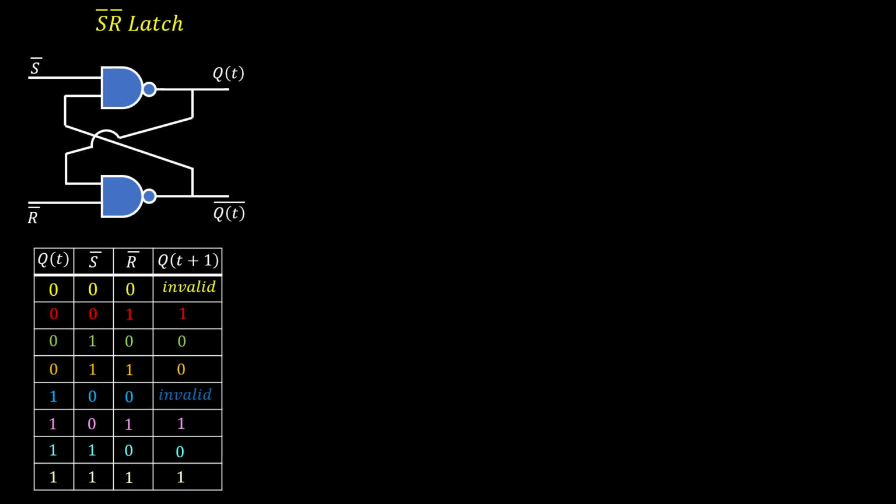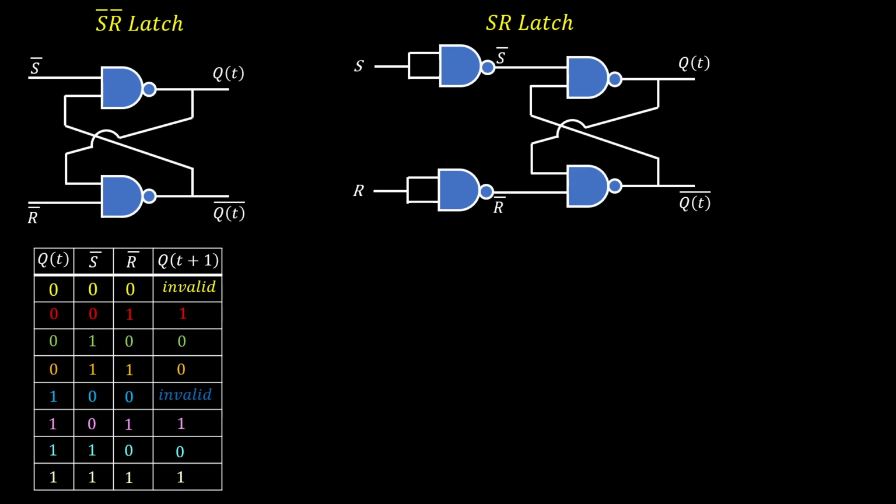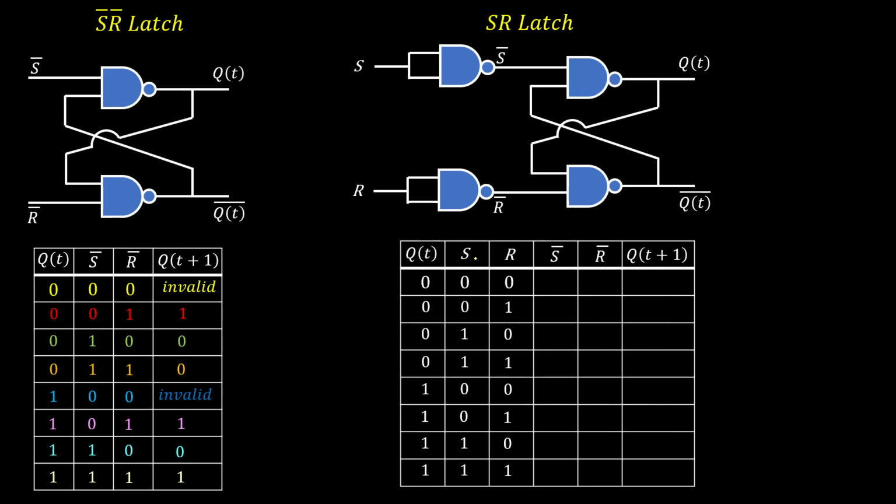Now we will make the truth table or state table for the SR latch using the truth table or state table of the S bar R bar latch. QT is present state, inputs are S and R, and next state is QT plus 1. So if S and R are 0, 0, then S bar R bar are 1, 1. So this is state 1, 1. Present state is 0, S bar R bar are 1, 1, so next state has to be 0.